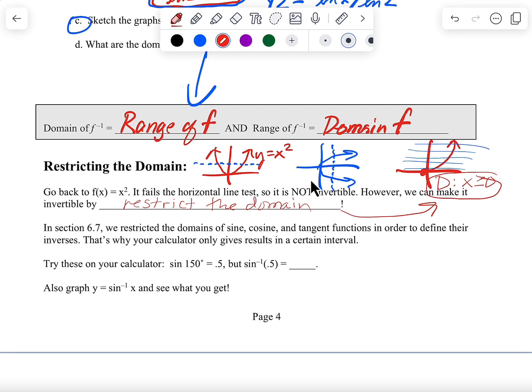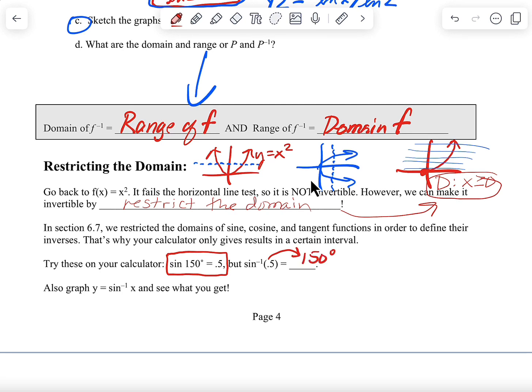We can work around this problem where some functions are not invertible by simply restricting the domain, which is kind of like erasing part of it. And when you erase part of it, then what's left is a function that has an inverse. It is invertible. And that explains something. That explains why, if you solve this function right here, well, this is a true statement: the sine of 150 degrees is 0.5. So you would think that when you do the inverse sine of 0.5, you should get 150 if this is invertible.